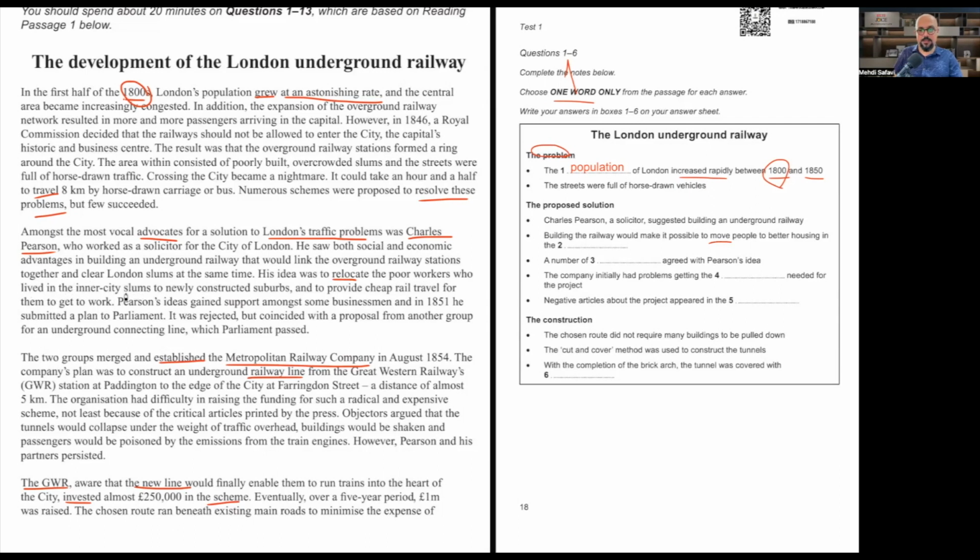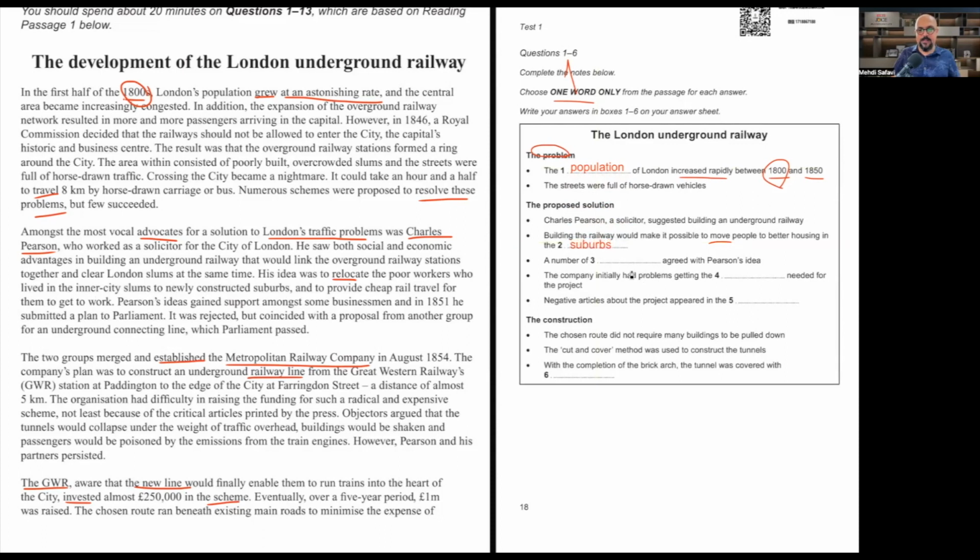Okay, we have a place here. So we need a place here. So is it slums? Let's find out. To newly constructed suburbs. All right. So a better house. So it's better housing, newly constructed. Okay, great. So the answer is suburbs. Is it suburb or suburbs? It has to be suburbs. We cannot change it. Suburbs.